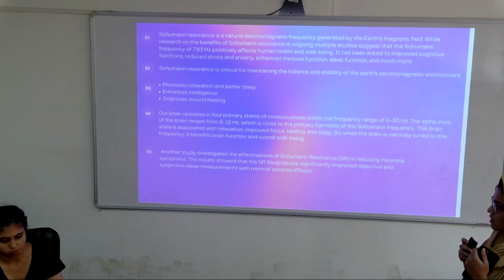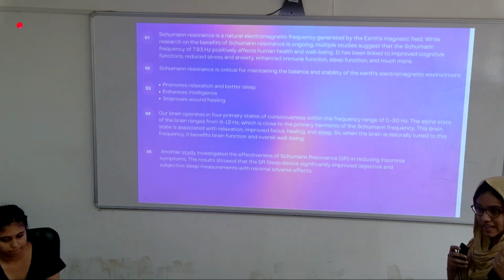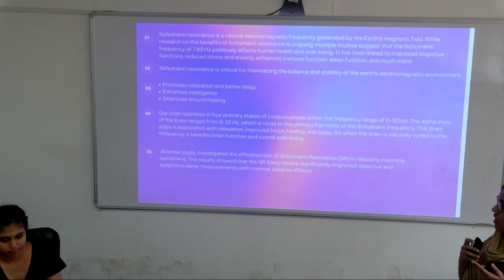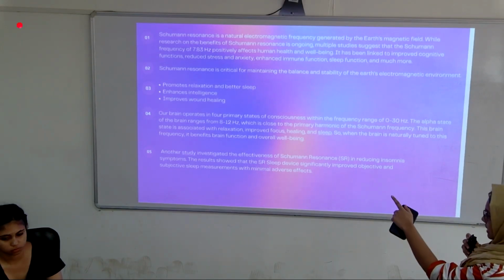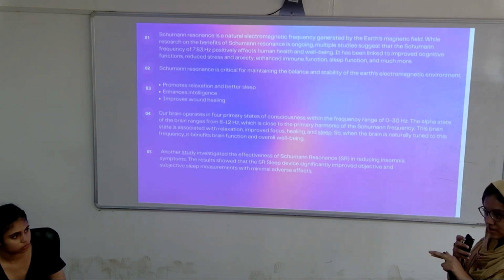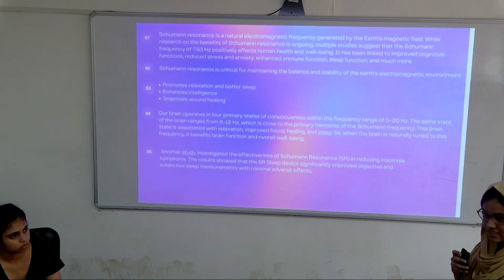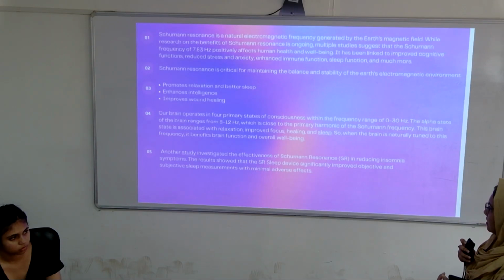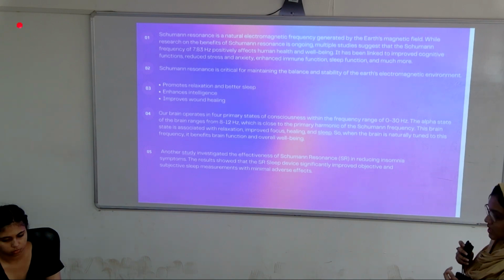And there is a very different part of their research, that our brain has 4 primary states, also known as states of consciousness. And apart from that, the alpha state of the brain that ranges from 8 to 12 hertz, when harmonized with the Schumann frequency, gives relaxation to the brain. And the other study also investigated that it helps in reducing insomnia with minimal adverse effect.